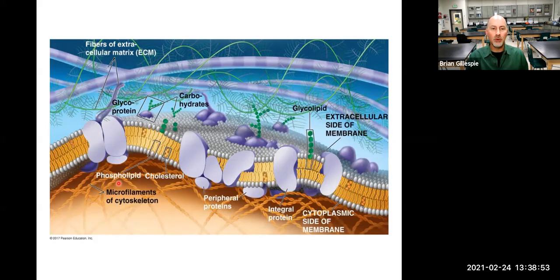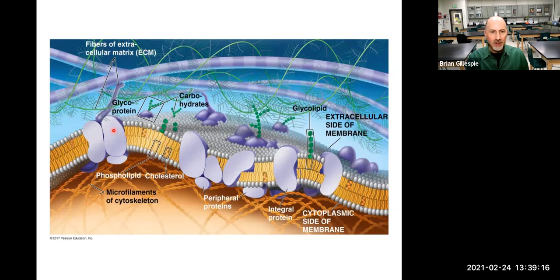Here's just a textbook illustration of a hypothetical plasma membrane. So you can see the phospholipid bilayer. And looking closely at this illustration, you can see tiny little cholesterol molecules in here. So this must be some type of animal cell protein.